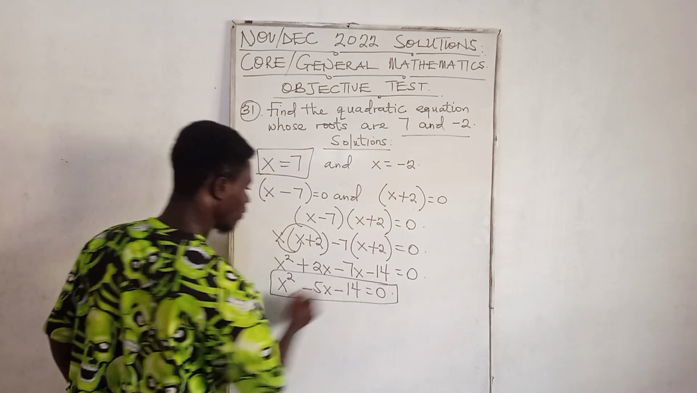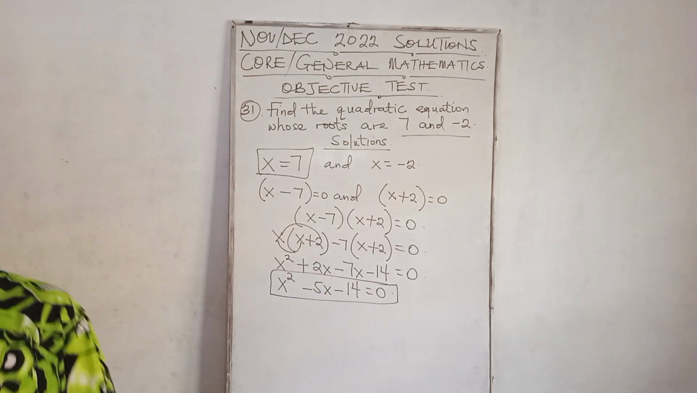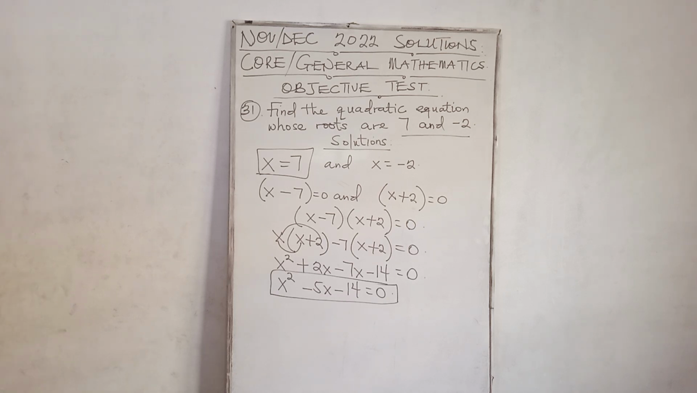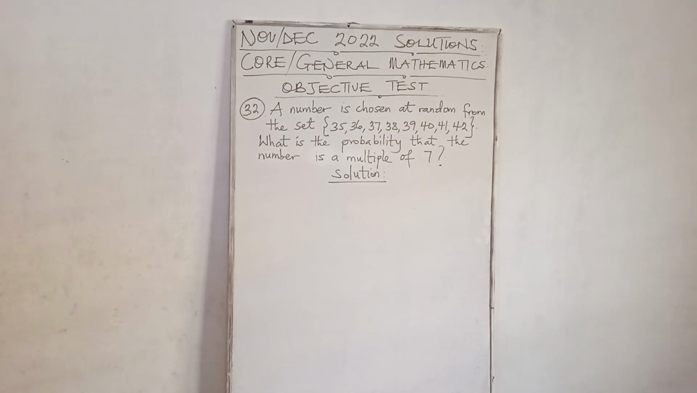So we have this, which is the same answer, option B. Option B for boy. All right, so let's move on to question 32. Let's see question 32.